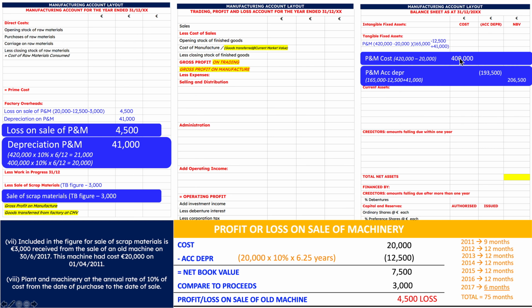And then the last thing we have to do is finish the accumulated depreciation. So we add the depreciation for the year, 41,000, and we take away the depreciation on the sold machine. So we no longer have the sold machine, we have to take away the depreciation. So altogether then we've got 400,000 cost, we've got 193,500 in the accumulated depreciation, and we've got a net book value of 206,500. And that is it for the 2018 plant and machinery adjustments.